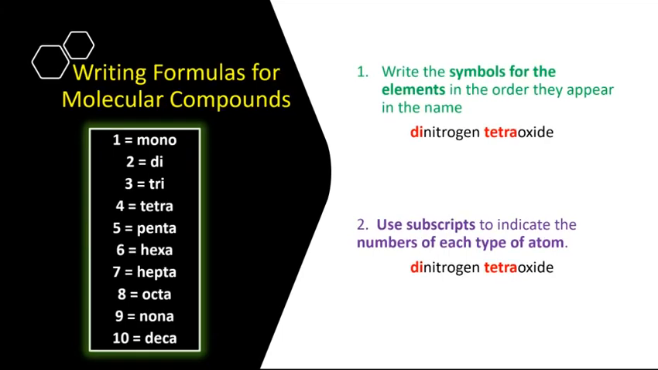Let's learn how to write formulas for molecular compounds in 2 simple steps. Step 1 tells us to write down the symbols for the elements in the order they appear in the name.